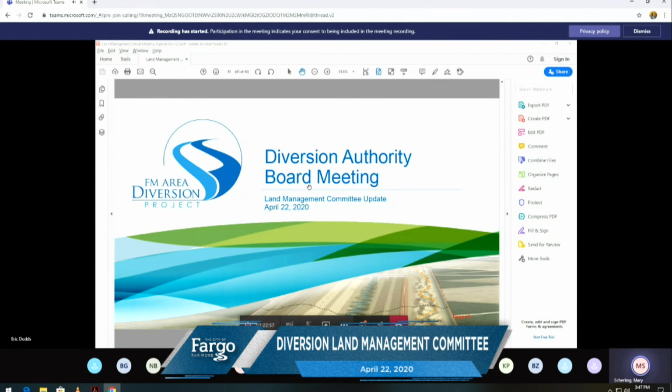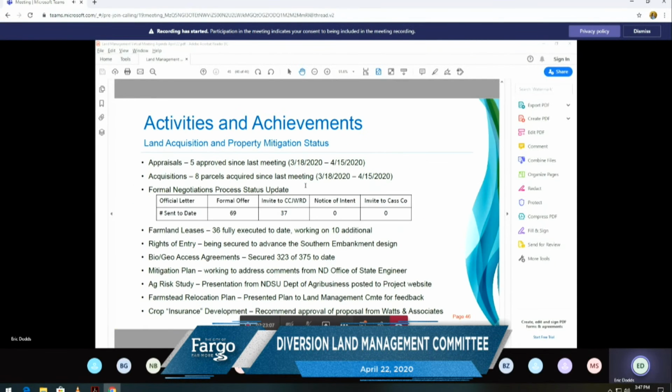I guess just for this group's consideration, I did include 2 slides, one just a cover slide, and then the next page showing the 1-page update that we would propose to share with the diversion board tomorrow as part of the committee update. And when do you plan to share the other items that we've discussed, the ag risk prevent plant study and the farmstead relocation plan? When will that go to the full board?